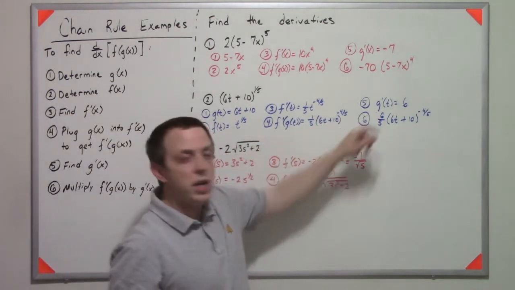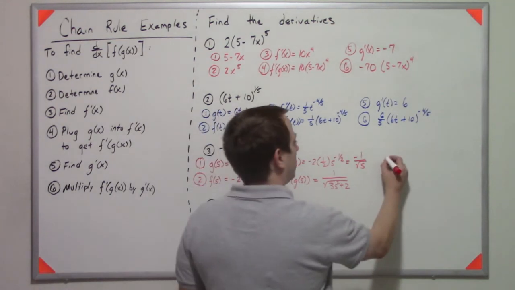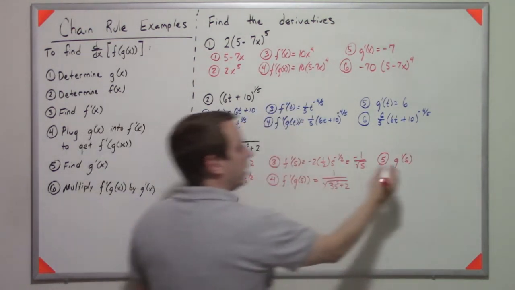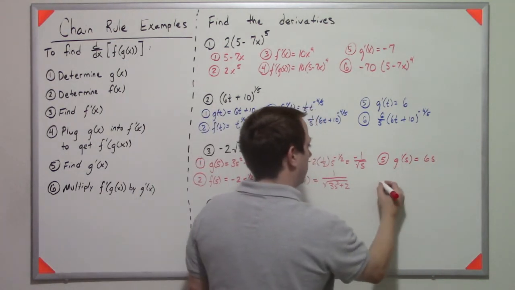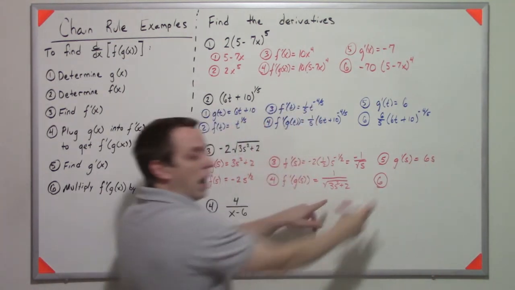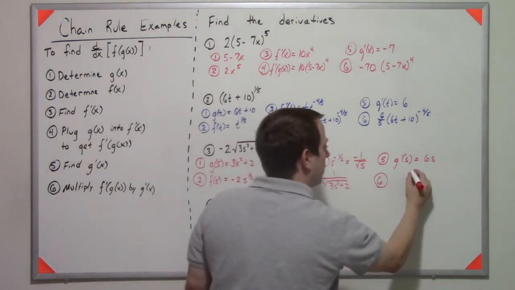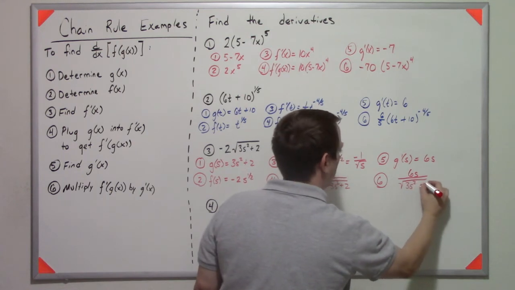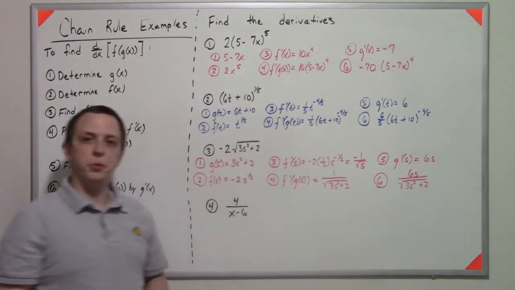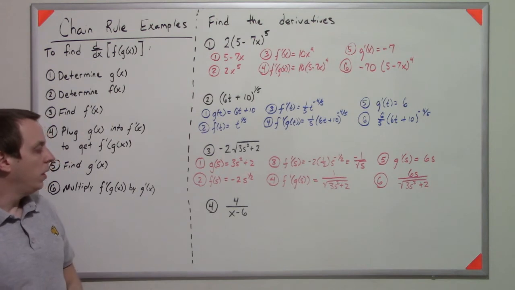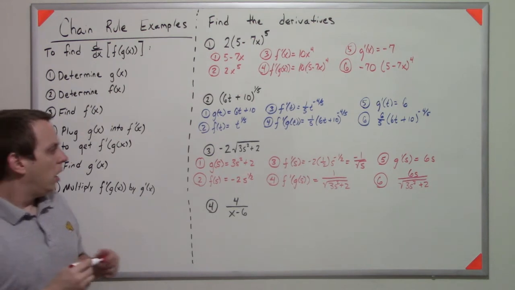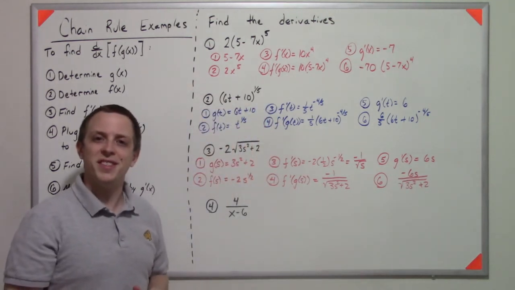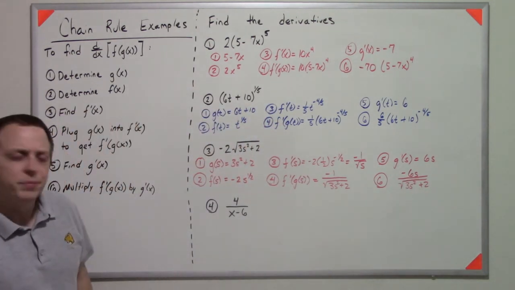At which point now we need to find what g prime is. So g prime of s is 6s, and then we multiply those together to get 6s over the square root of 3s squared plus 2. Sorry, those negatives have to stay on there. I knew something seemed off.